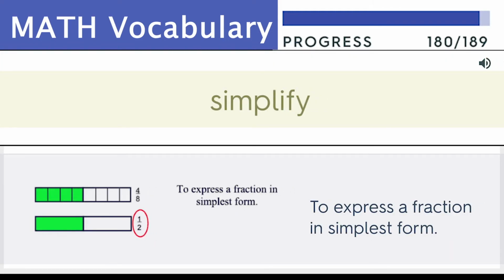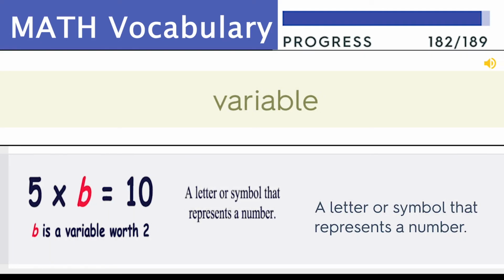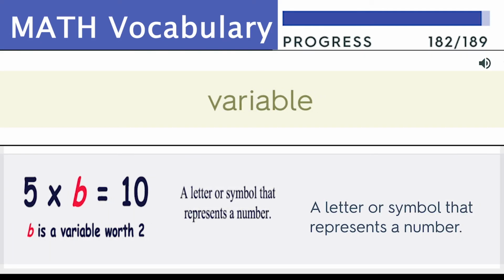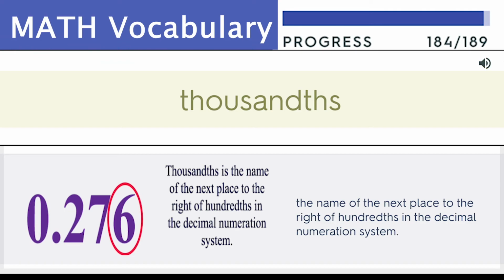Simplify. To express a fraction in simplest form. Unit cube. A precisely fixed quantity used to measure volume. Variable. A letter or symbol that represents a number. Tenths. In the decimal numeration system, tenths is the name of the place to the right of the decimal point. Thousands. The name of the next place to the left of hundreds in the decimal numeration system.